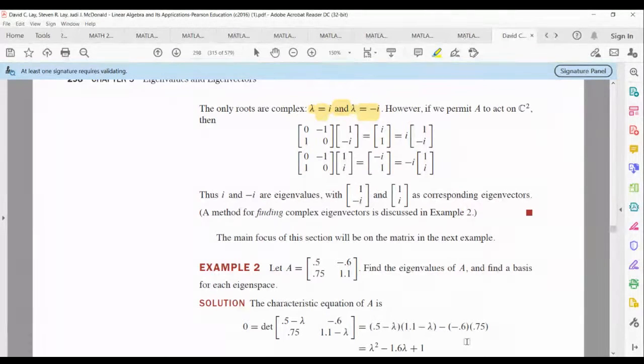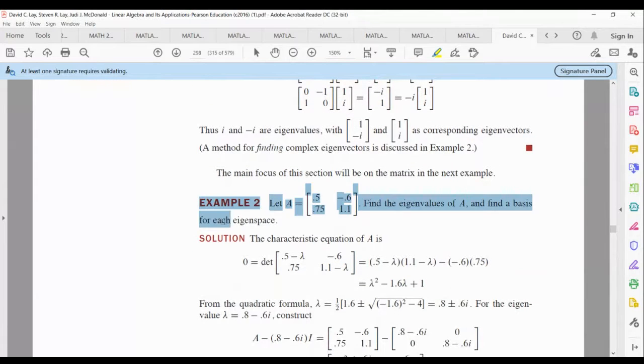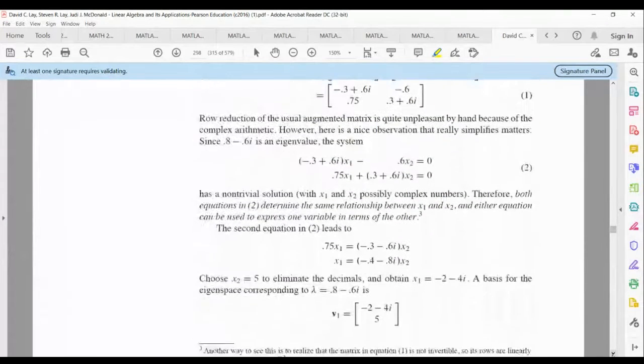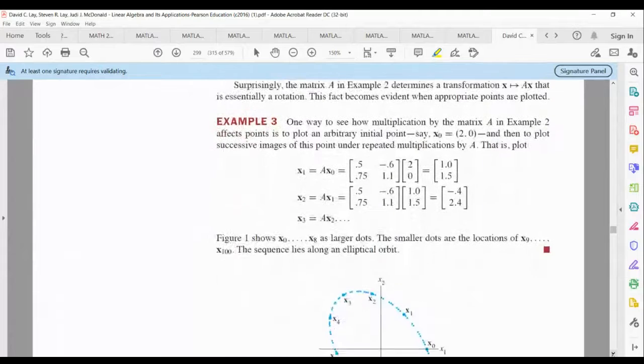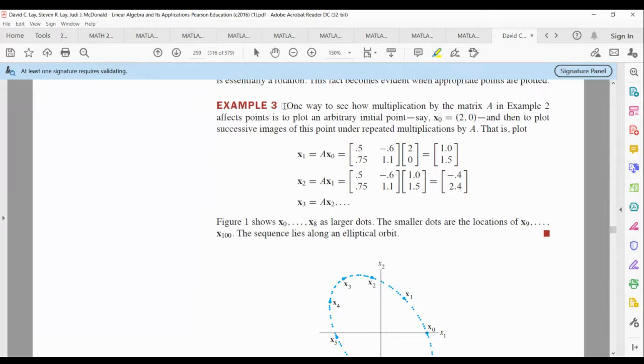In the second example, they go through a process where they want you to find a basis for each eigenspace. This example is just like the one that we worked out. It's a different matrix A, but the concepts are the same. So let me move forward to example 3.